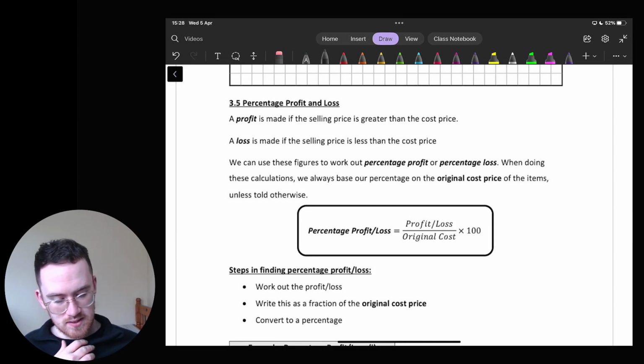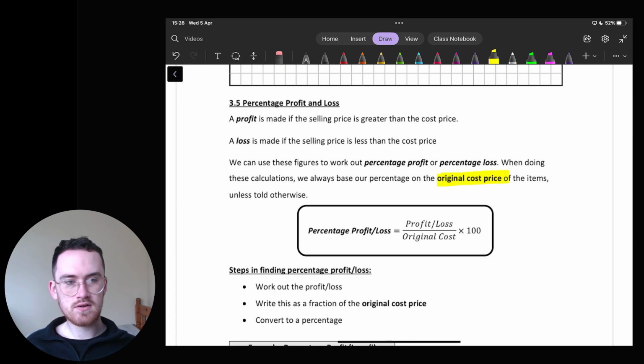When we're doing these, the key thing is it's always on the original cost price, unless we're told otherwise, unless we're told to use something different. Percentage profit or percentage loss will be a percentage of the original cost price. We write it as a fraction of the original cost and then we change it to a percentage.